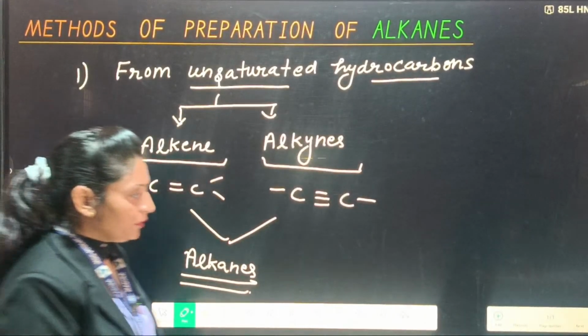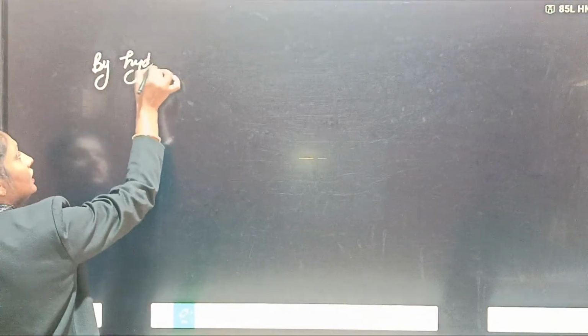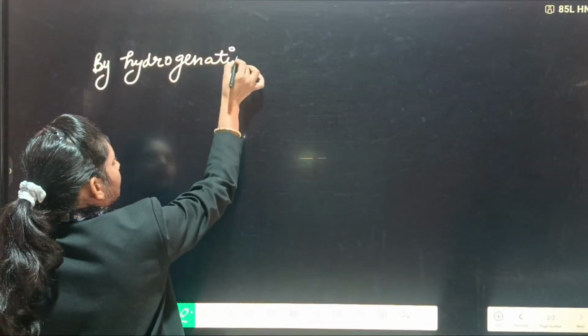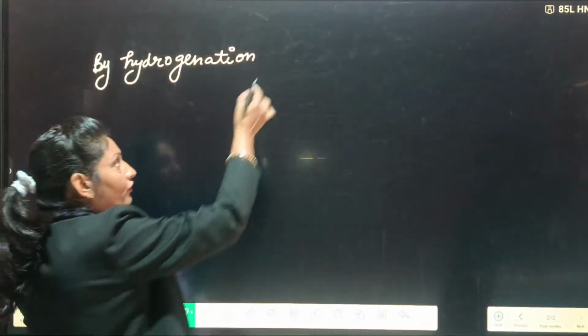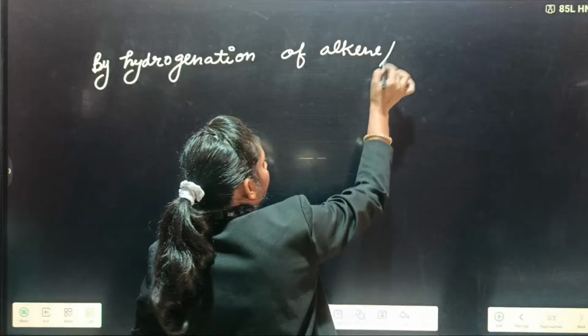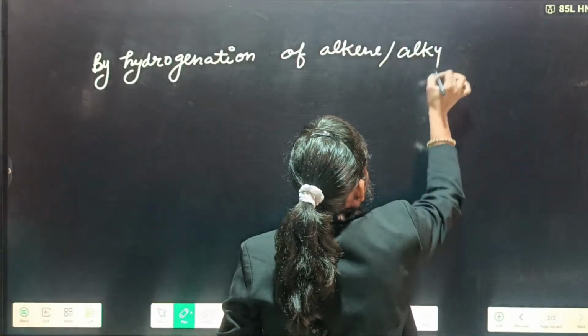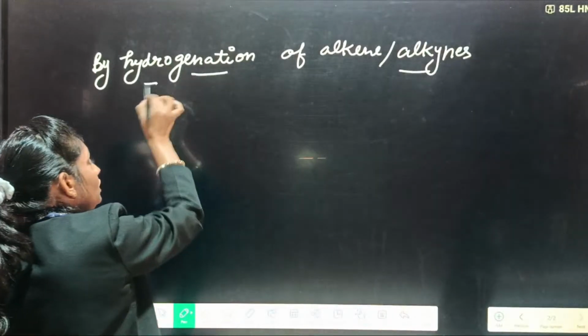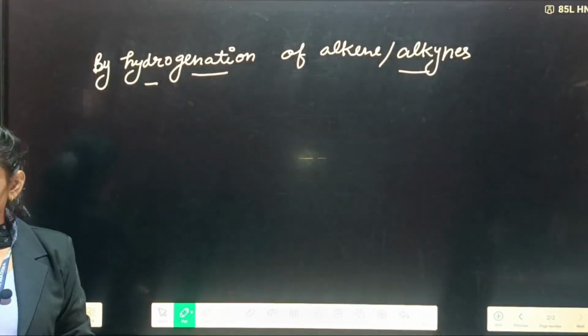So how can we prepare them, students? We will see by hydrogenation. By hydrogenation of alkene or alkyne. Hydrogenation means addition of hydrogen.